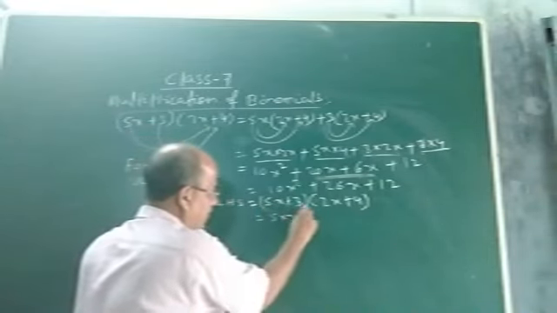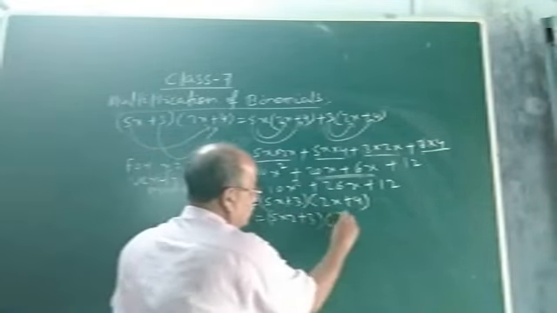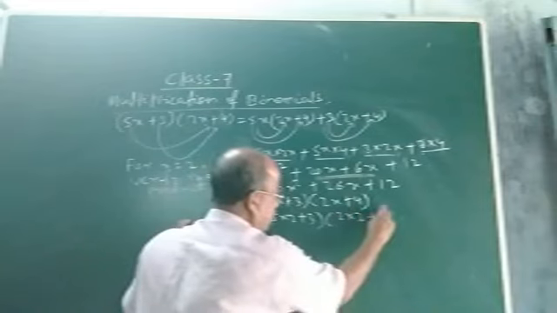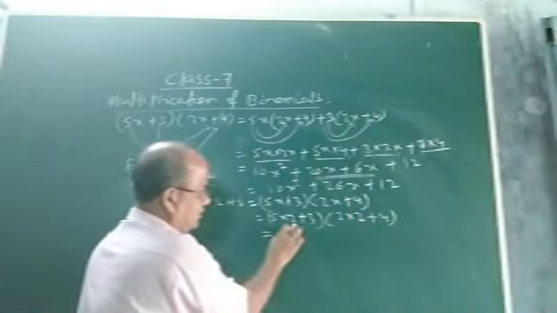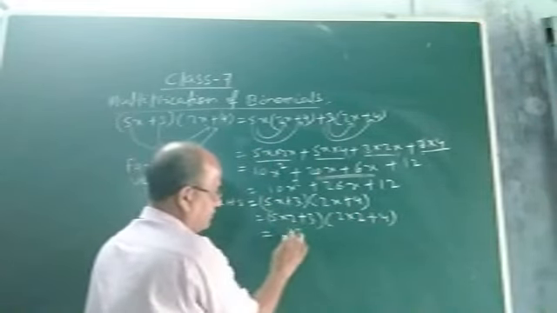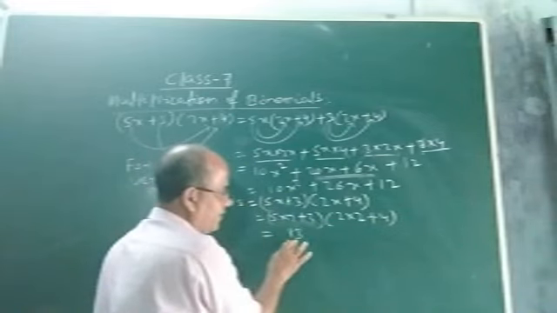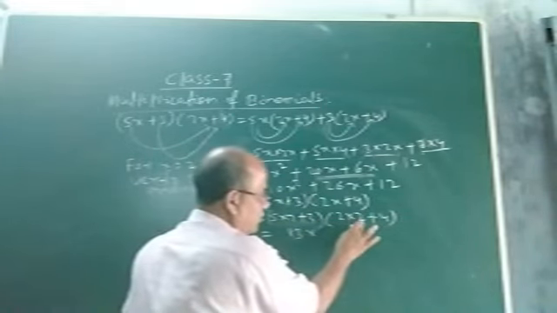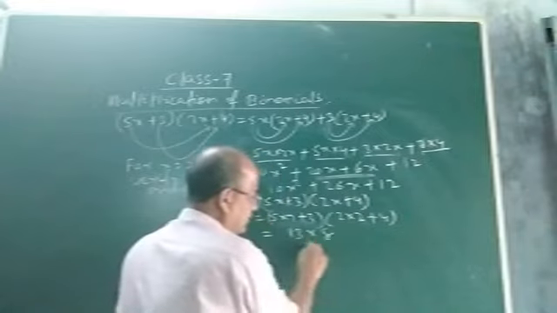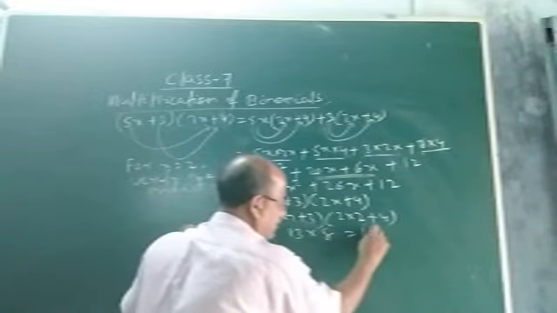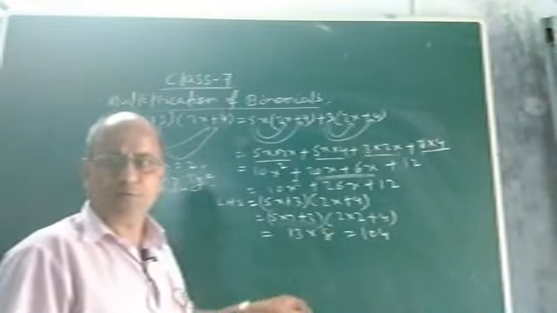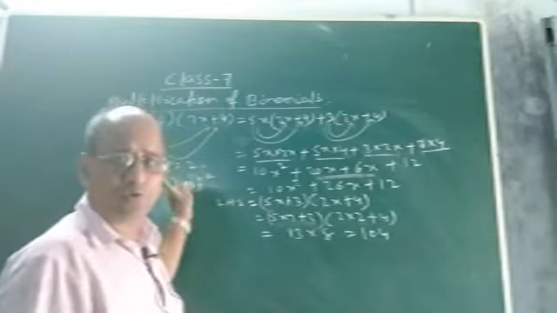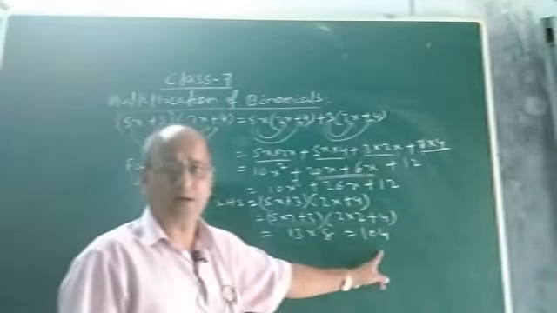(5 into 2 plus 3) into (2 into 2 plus 4). You see, 5 into 2 is 10. 10 plus 3 is 13. So this expression will become 13 into, 2 into 2 is 4, 4 plus 4 is 8. So it is 13 into 8. So what is the product? The product is 104. That means for x equal to 2, the value of LHS is 104.